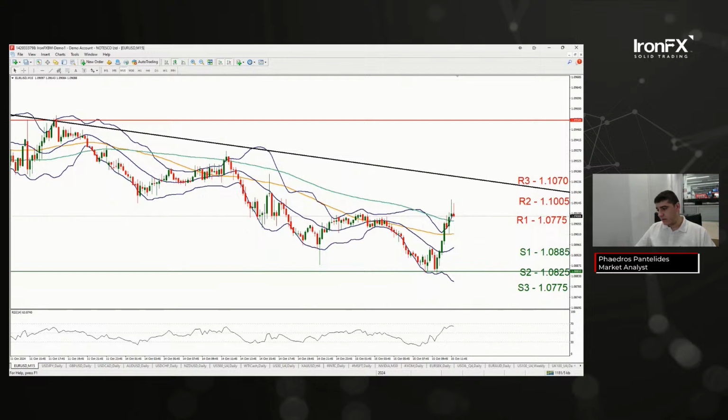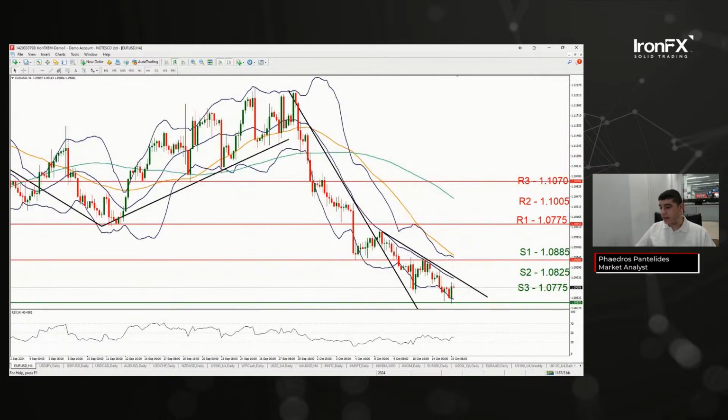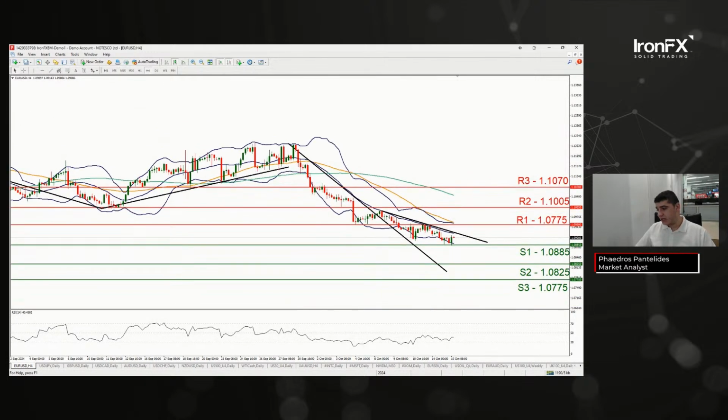Tested twice on that S1 level. Would need to clear that S1 for our bearish outlook to be maintained. But if you are using that 4 hour, you can see it still has some way to go to that downward swing trend line and the mid range of the Bollinger Bands. So that's predominantly it for the euro.